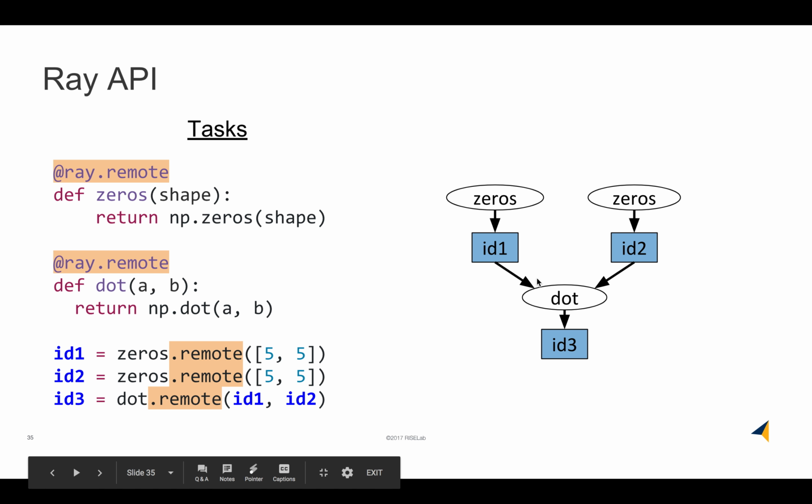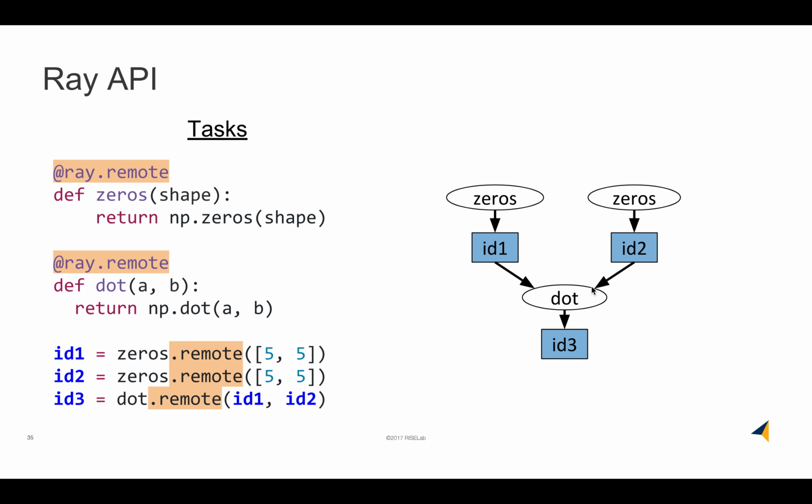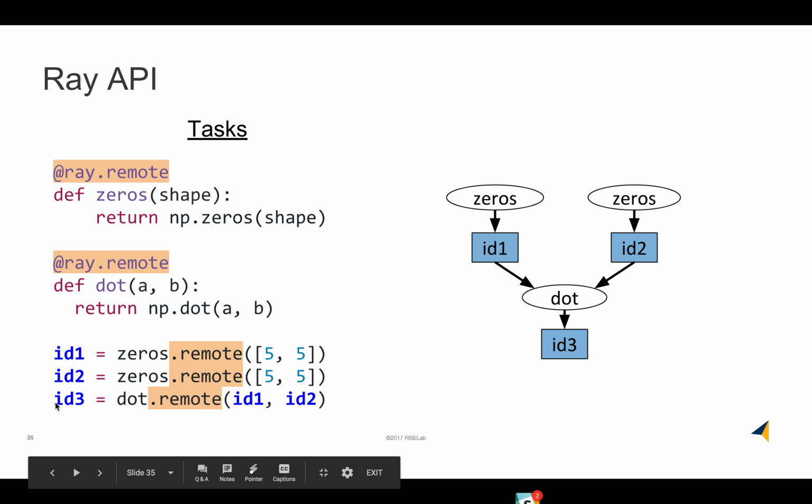That's encoded in this graph. This graph is the sort of data structure that the backend reasons about. This shows that this third task is dependent on the outputs of the first two tasks. So this third task won't execute until the first two have finished and created their return values. Now, if you actually want to retrieve the output of this whole computation of the dot task, you can call ray.get on this last object ID, which will return the desired output.